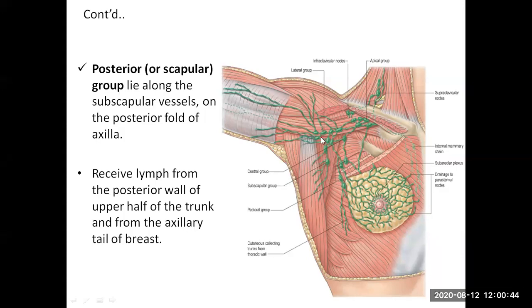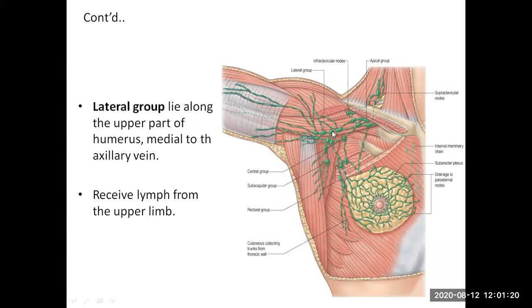It receives the lymph from the posterior wall of the axilla, the upper half of the trunk, and from the axillary tail of the breast. From this extension, you can see here, it passes up to the axilla, which is also called the axillary tail of Spence from this breast. This subscapular group of lymph nodes also receives from the axillary tail of the breast.